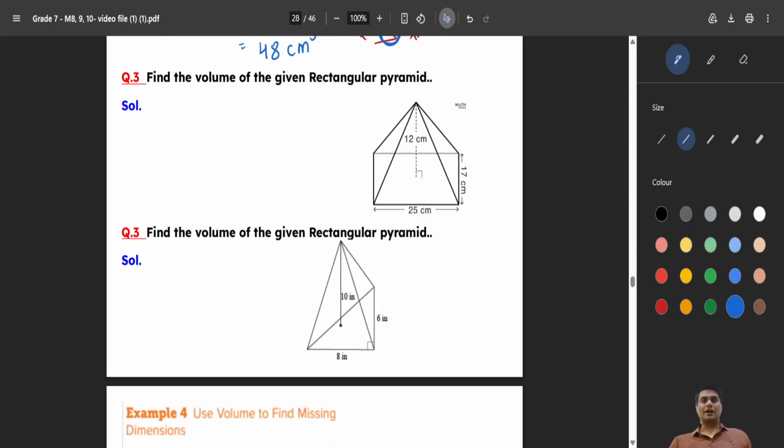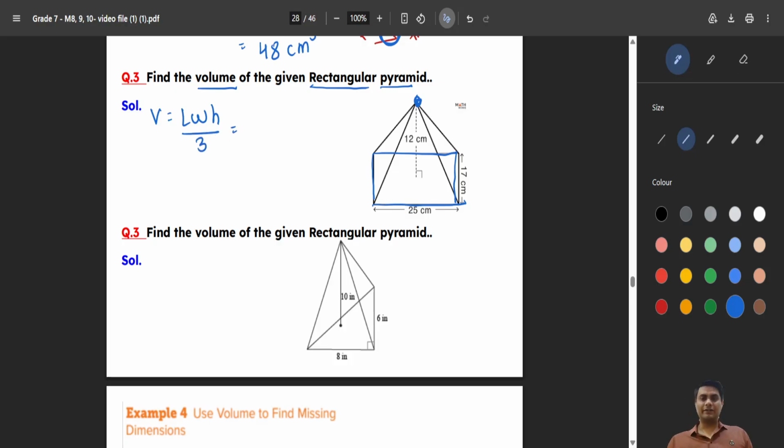Next. Now we have volume of a rectangular pyramid. Check the base. The base is a rectangle. Yes. And the top, there is a point. So this is a rectangular pyramid. What was the formula? Length times width times height divided by 3.